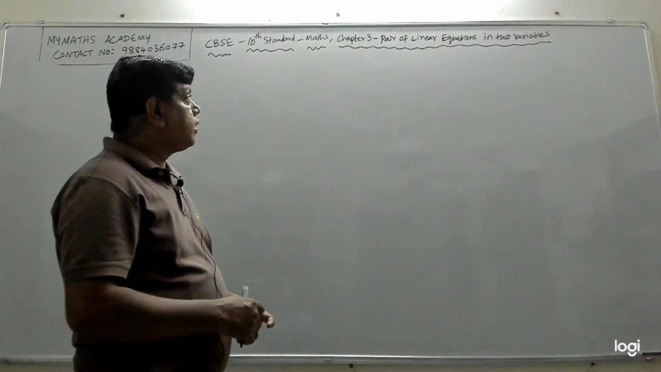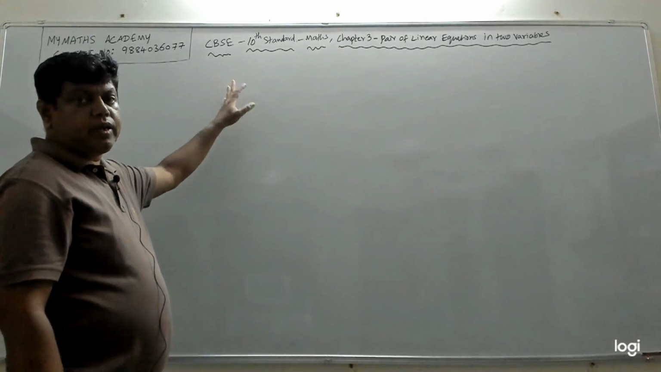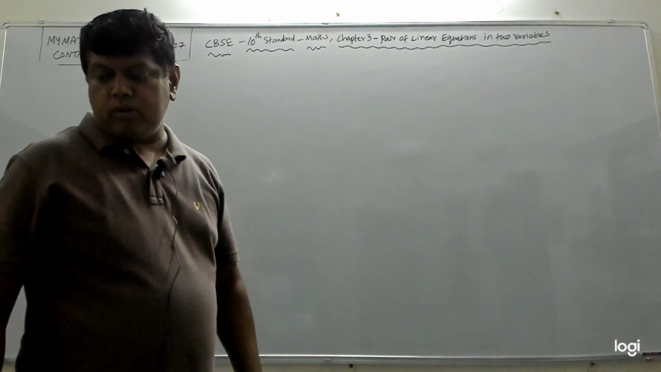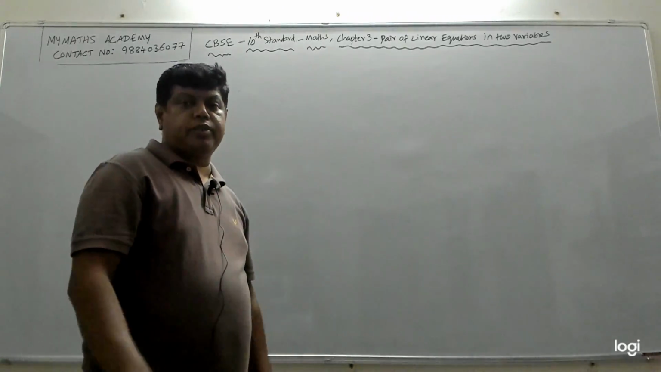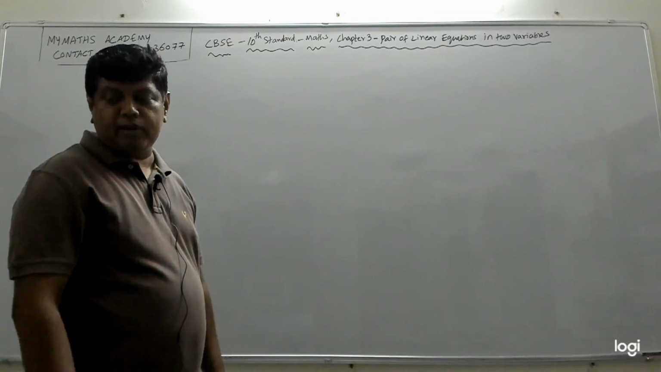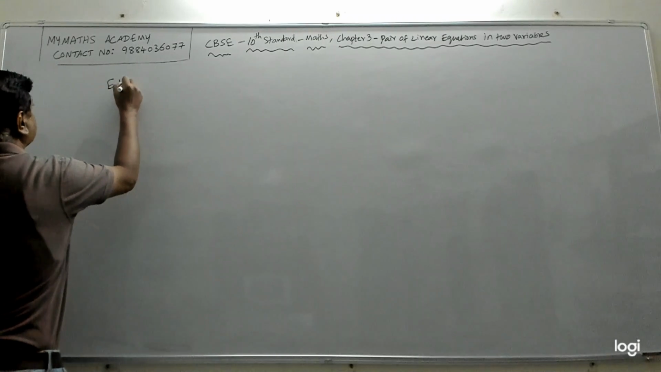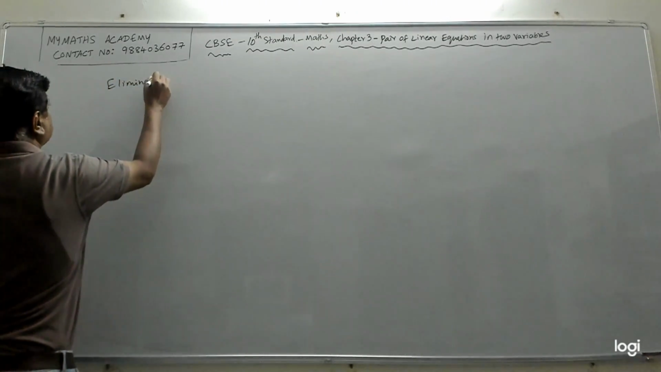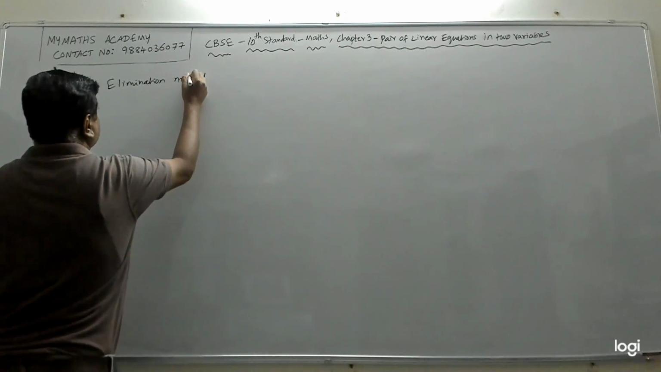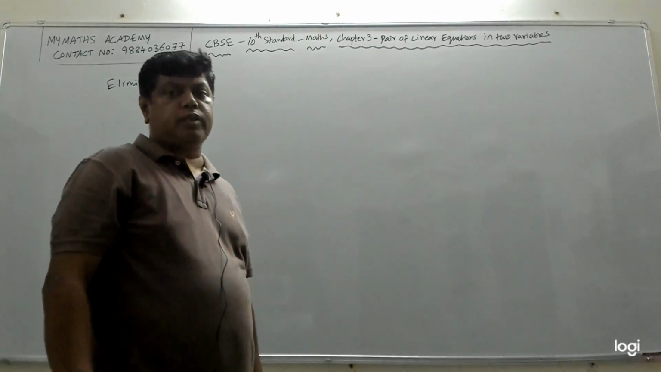In this session, we'll continue with the pair of linear equations in two variables chapter for 10th standard CBSE mathematics. We will start with the next method for solving the pair of linear equations in two variables, which is called the elimination method. This is one more algebraic method for solving the pair of linear equations in two variables.